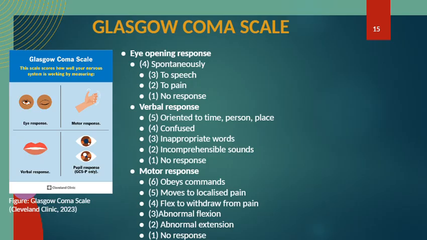Finally, we assess motor response, the most important and sensitive indicator of neurologic deterioration. A score of 6 means the patient obeys commands, such as lift your arm. A score of 5 means they localize pain, they purposefully try to move away from it. A score of 4 means they flex or withdraw from pain. A score of 3 indicates abnormal flexion, called decorticate posturing. A score of 2 shows abnormal extension, or decerebrate posturing. This is more serious and often indicates damage to the brainstem. A score of 1 means there is no motor response. Recognizing these patterns helps us identify worsening neurologic status quickly.